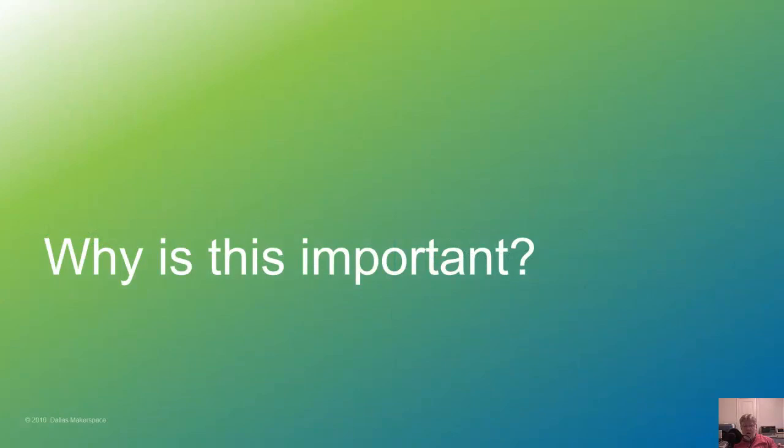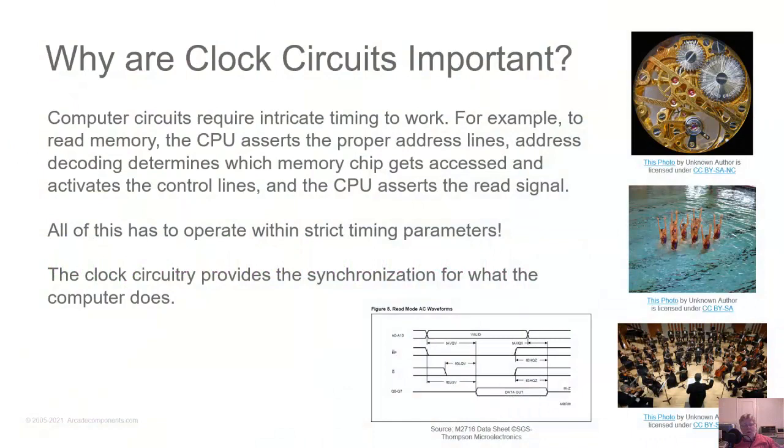So why are clock circuits important? Like an orchestra without a conductor, like a synchronized swim team without practice, it would be chaos to try to run either of those without somebody or something doing the control. The clock circuit, the oscillator, is key for your computer. Your computer is doing a lot of intricate work. A lot of different components are there, and it needs specific timing for everything to work.